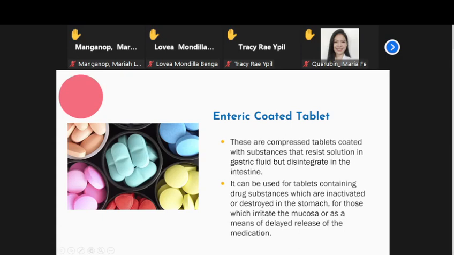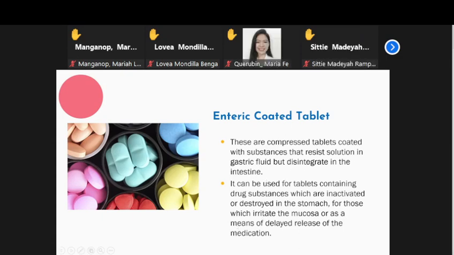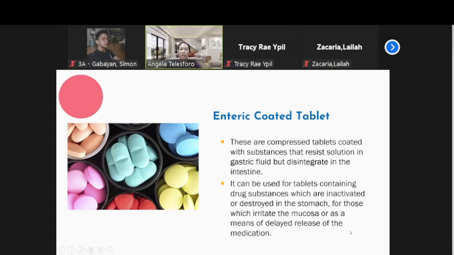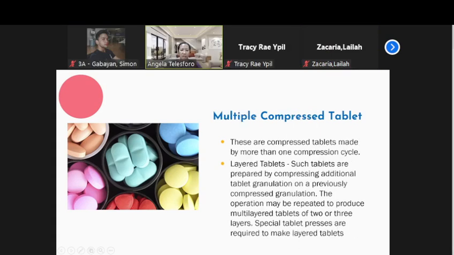Okay, sige. So yan ha, enteric-coated. Multiple compressed tablets. So they are made with more than one compression cycle. So sometimes we refer to them as layered tablets. NSAIDs are also enteric-coated. Yeah, because they will irritate the stomach, no? Yan. So multiple compressed, it's more than one layered, no?